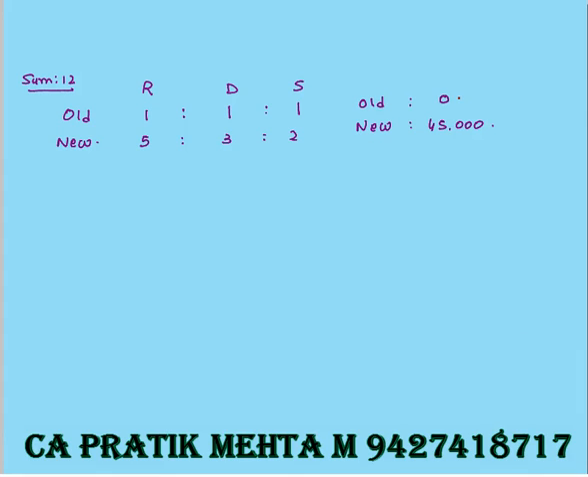Now, from the above information, pass journal entries for each of the following cases. First case, when full amount of goodwill is to be shown in the books.